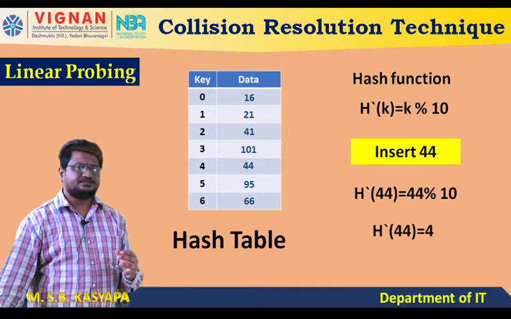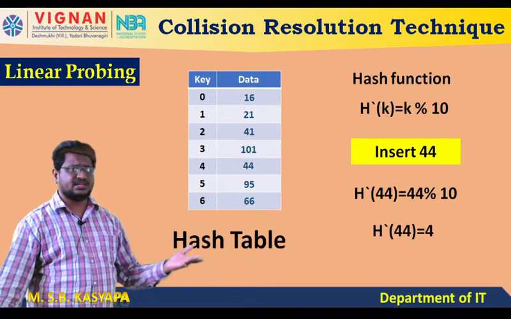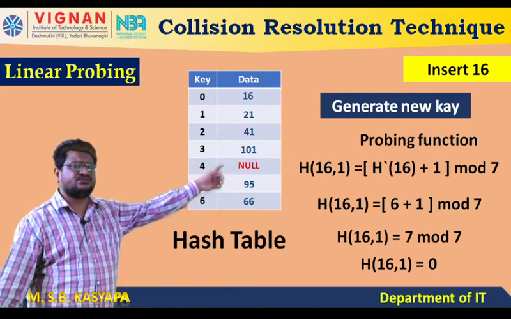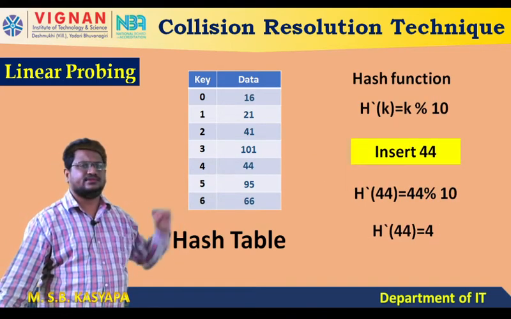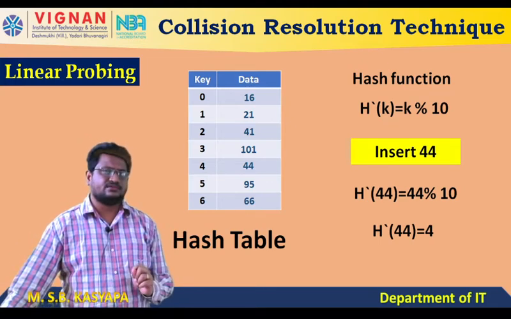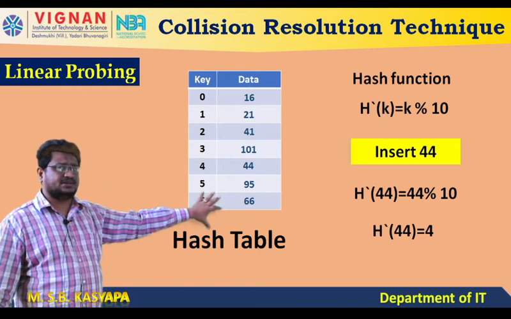Okay. Now, if I insert 44, then my address field is 4. Initially at 4 I do not have any values, so I can directly store 44 at 4. Okay. Now the hash table is filled.